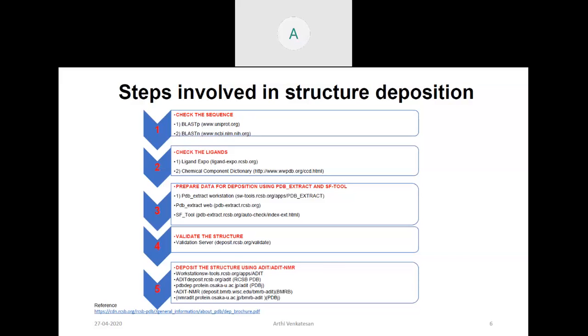For example, in previous cases, some students modeled structures and deposited them, and many errors were found. Then a basic protocol was framed on how to deposit a structure and which structures can be deposited, so that you can go for X-ray crystallography and NMR. Even at an advanced level, if you are using Discovery Studio or Schrodinger software, you can submit your structure. For example, if you are making a structure for COVID, you can deposit it. There are some rules and regulations, and there are steps involved. I have mentioned the steps involved in structure deposition.